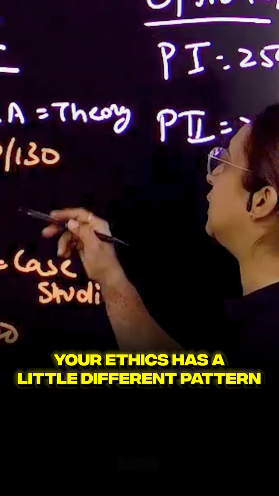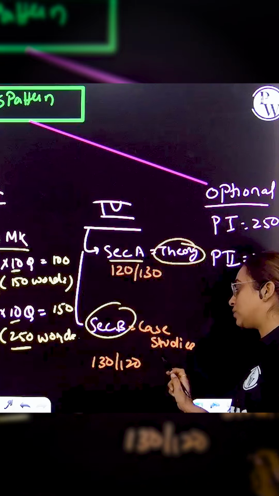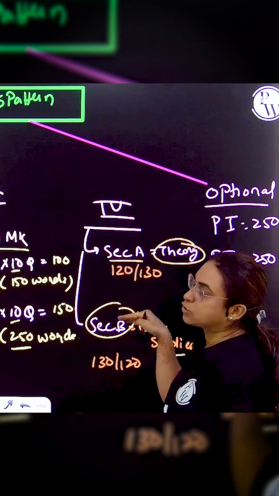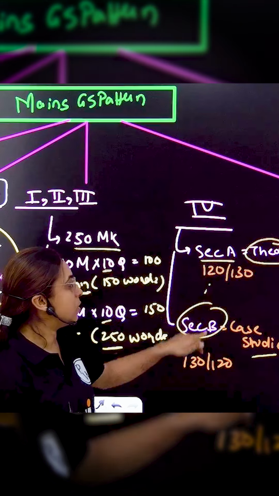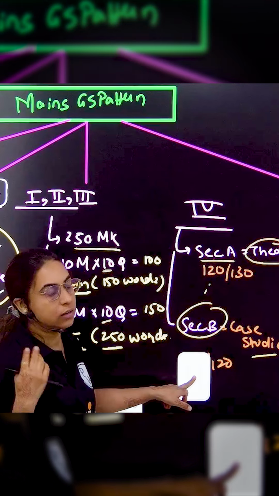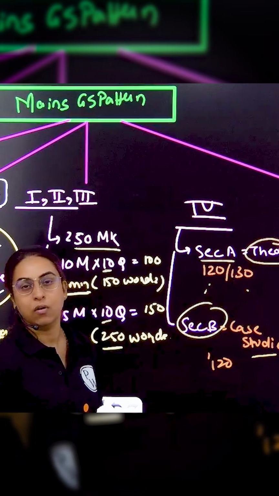Your ethics paper has a little different pattern. There is section A, which is theory. There's section B, which is case study. Each section would have 120 to 130 marks. So theory can have 120 marks, case study can have 130 in a year, or the theory can have 130 marks and the case study can be of 120 marks.